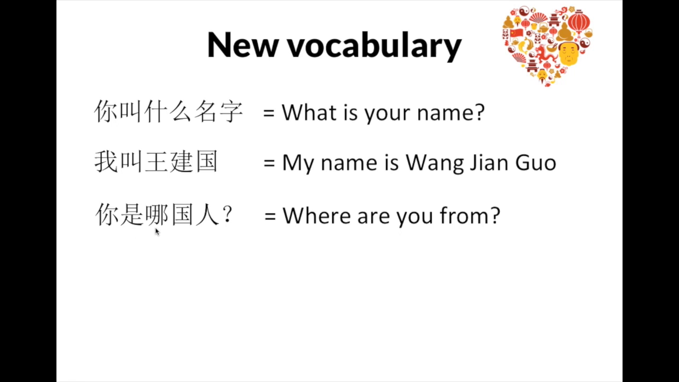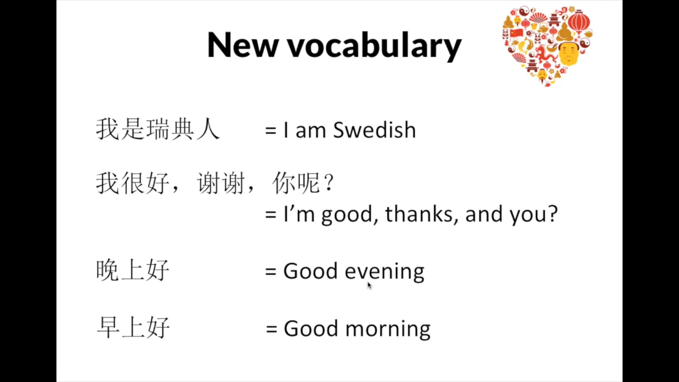你是哪国人? You are which country person? Where are you from? And if you want to answer that question, given that you are from Sweden, then you would say 我是瑞典人. I am Sweden person. I'm Swedish. Now, in the last video, we had 你好吗? Meaning, how are you?